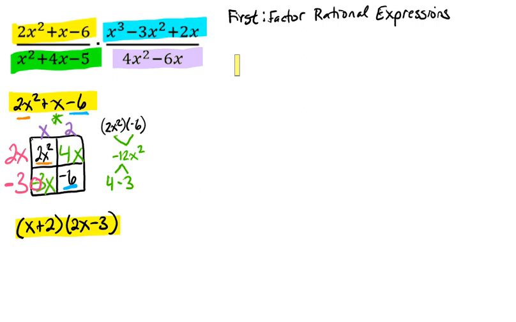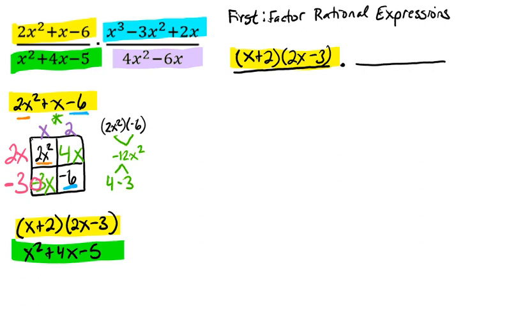We can go ahead and put our two fractions right here. We'll write down our x plus 2 and our 2x minus 3 from our factoring. And now we're ready to factor our first denominator.